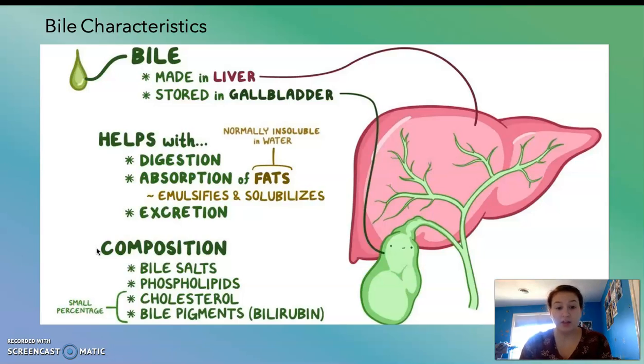Some more waste products are phospholipids and cholesterol. Cholesterol is excreted in the feces. A little bit of it is reabsorbed, but most of it is excreted in the feces. And then we also have bile pigments, also known as bilirubin, which is the waste product of broken down red blood cells. That is also excreted in the feces. So that is what bile is made up of for fat digestion and absorption. Mostly we're going to focus on the bile salts.